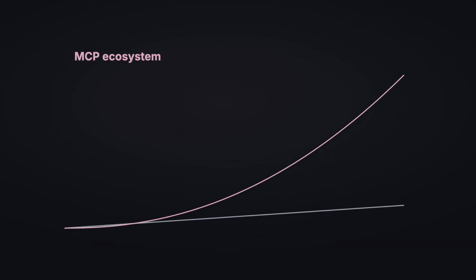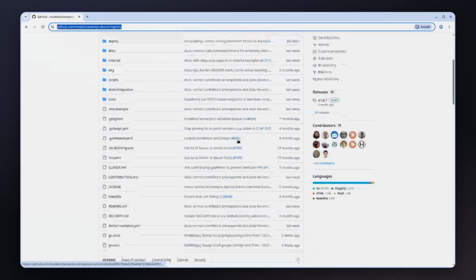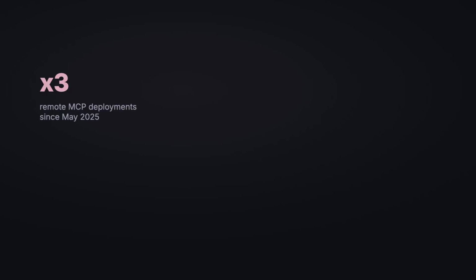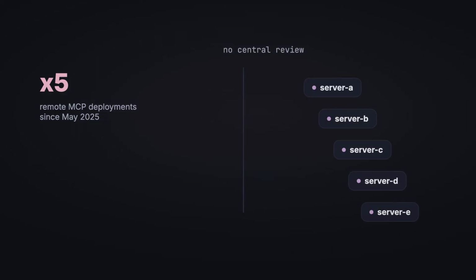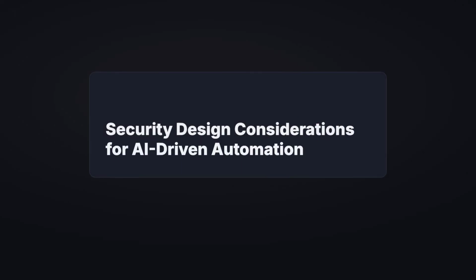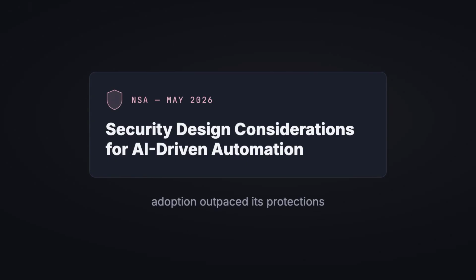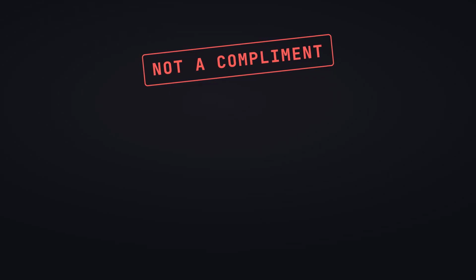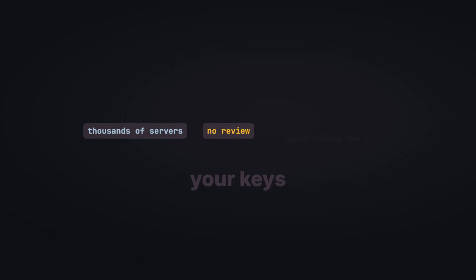And the ecosystem blew up faster than its guardrails. The official MCP registry is past 9,600 published servers, and remote server deployments have grown 5 times over since May 2025. Anyone can publish a server, there's no central review, and your agent trusts it exactly like an official tool. The NSA itself published a security guide dedicated to MCP back in May, saying the protocol's adoption outpaced the building of its protections. And when an intelligence agency writes a guide about your favorite dev tool, it's rarely to congratulate you. So that's the setting. Thousands of servers, no review, and your keys in the middle.